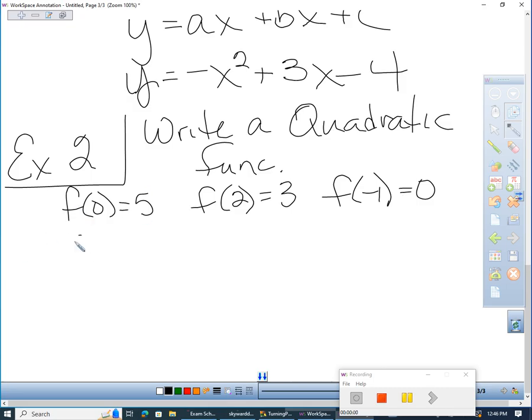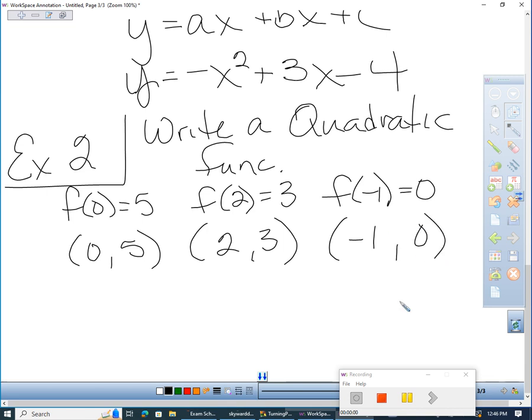Think about what the first one means. It means that my x value is 0, my y value is 5. The second one says that my x value is 2, my y value is 3. And in this one, my x value is negative 1 and my y value is 0. So again, we're going to put 0, 2, negative 1 in list 1, and 5, 3, and 0 into list 2. Go back into Stat, over to Calculate, down to Quad Reg.